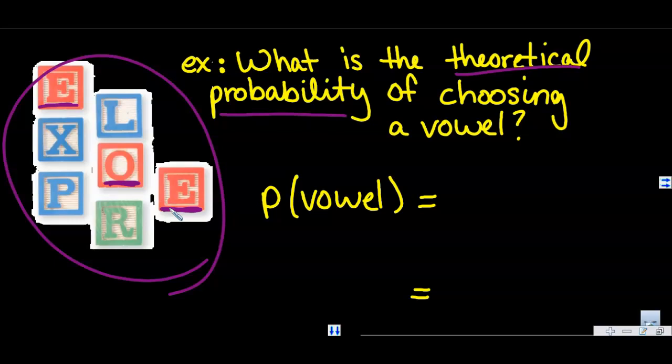Our favorable outcomes are all of the vowels. We have 3 different blocks, even though the E's are the same. We have 3 different blocks that could give us a vowel, over a total of 7 blocks. This would be our theoretical probability. So theoretically, picking a vowel randomly, we have a 43% chance of doing so. Almost equally likely as picking a consonant.